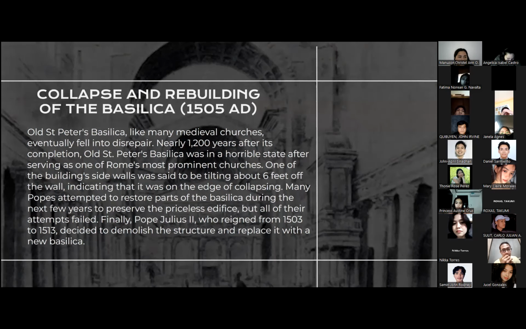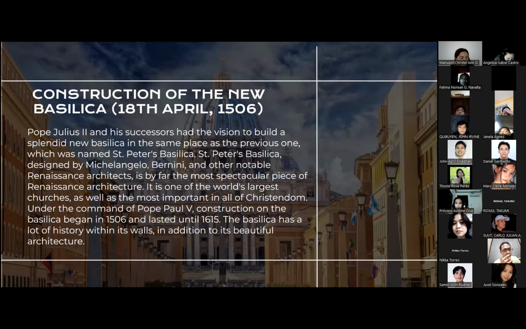So yun na nga, yung April 18, 1506, so dahil nga nag-decide na si Pope Julius II na ipa-demolish na lang, so his successor has vision to build a splendid new basilica. So nag-build na lang sila ng basilica na yun nga yung bago ngayon. That is the same place as the previous one, which was named St. Peter Basilica. So St. Peter Basilica, designed by Michelangelo, Bernini, and other notable Renaissance architects, is by far the most spectacular piece of Renaissance architecture. It is one of the world's largest churches, as well as the most important in all of Christendom.